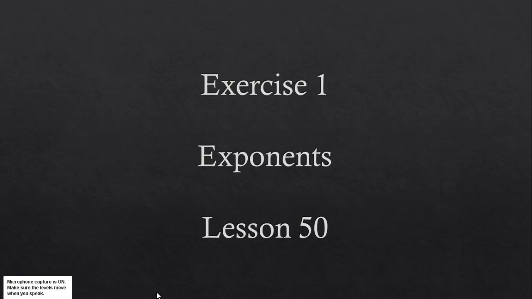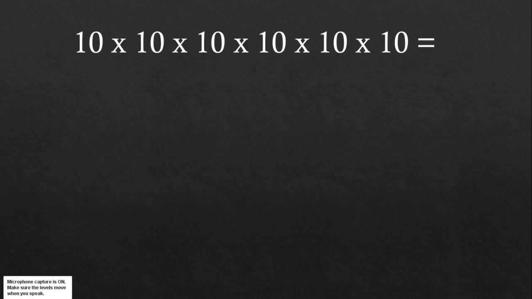All right, so you should have your textbook open to lesson 50. We're going to do exercise 1, which is dealing with exponents, okay? So you've learned how to express repeated multiplication as a base and an exponent. First equation shows a set of tens. What's the base? Okay, very good.